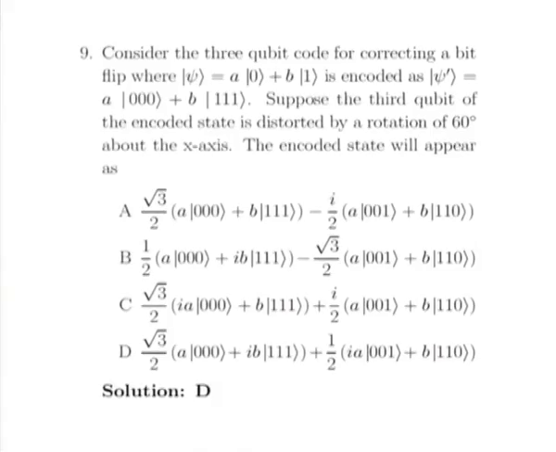So, let us look at question 9. In question 9 we are given a state psi dash, which is the encoded form of psi, and it is stated that there is a rotation of 60 degrees about the x axis for the third qubit. So, the encoded state will appear as a linear combination of states where the third qubit has transformed due to a rotation of 60 degrees about the x axis.